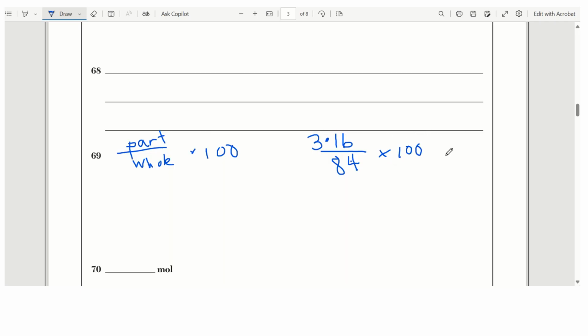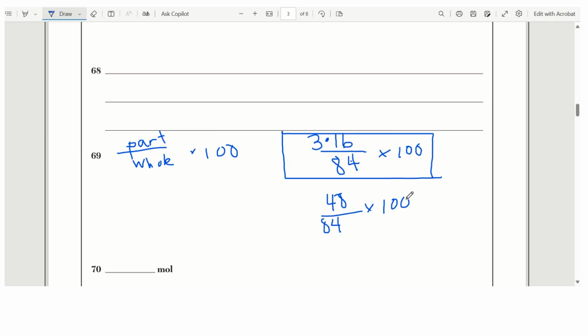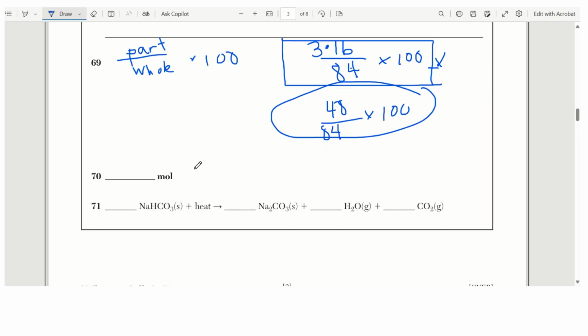Now I can be done. That's it. I can leave it just like this because it just asked me to show a numerical setup. Ta-da! Don't do any of the math because if you make a mistake, potentially you could lose points. I could leave it as 48 over 84 times 100, but I don't have to. This is good enough. This is also correct. Okay.